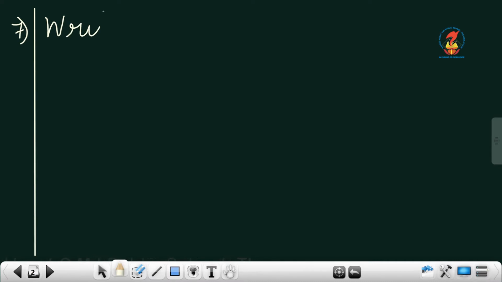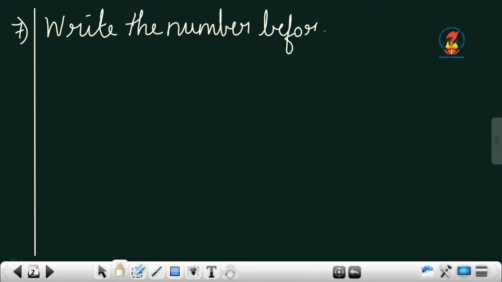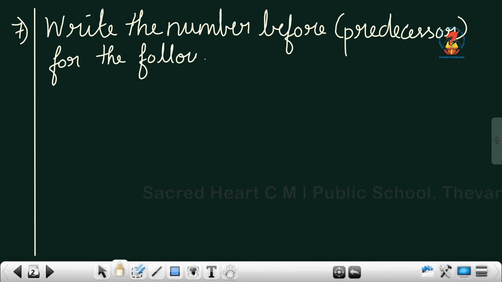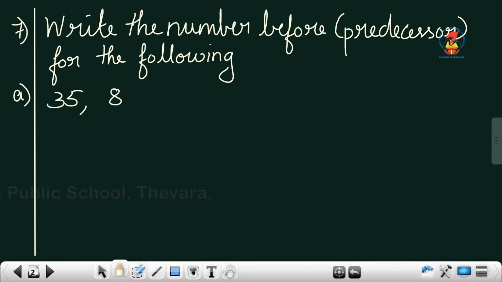First question, write the number before. What is number before known as, children? Yes, predecessor. Write the number before, predecessor, for the following. First question, 35 lakh 83,499.